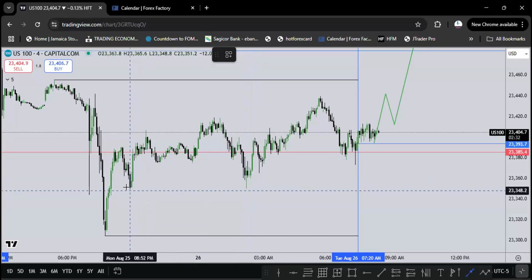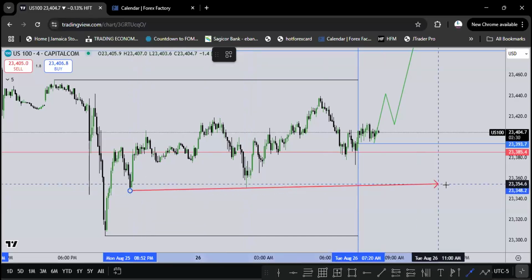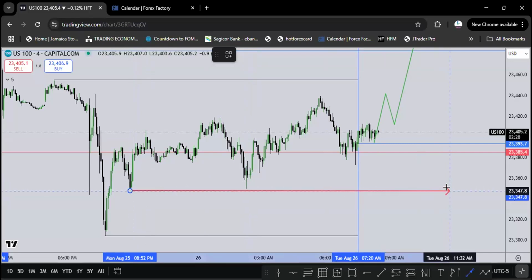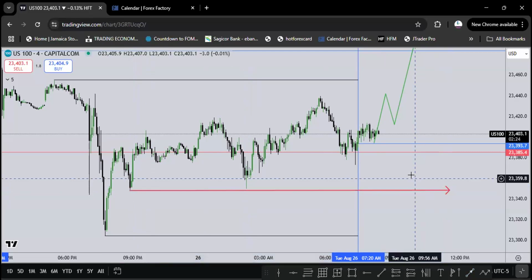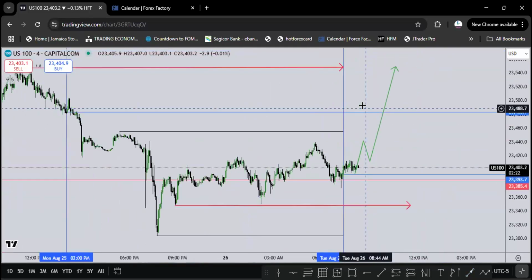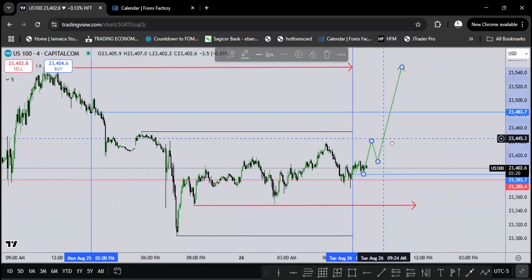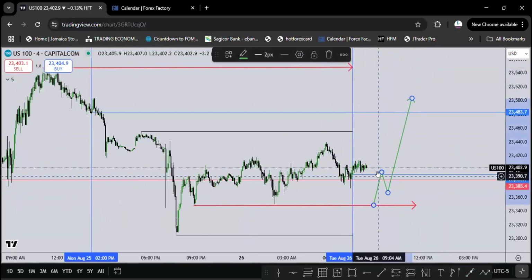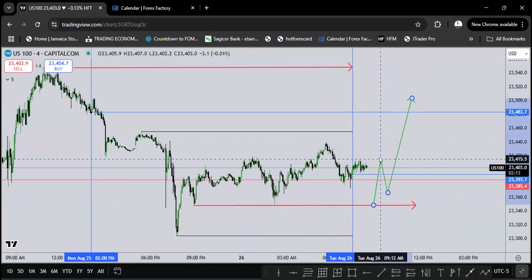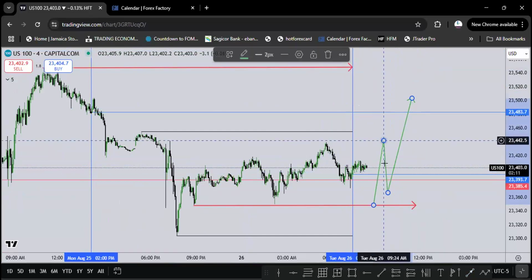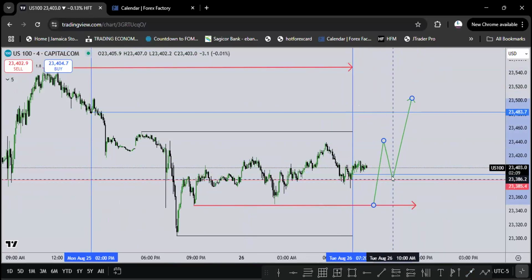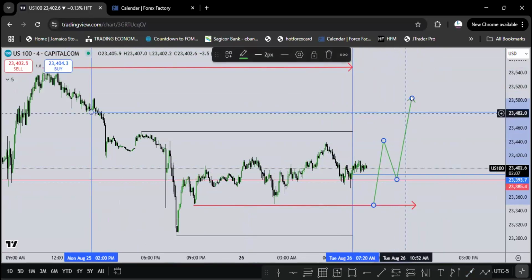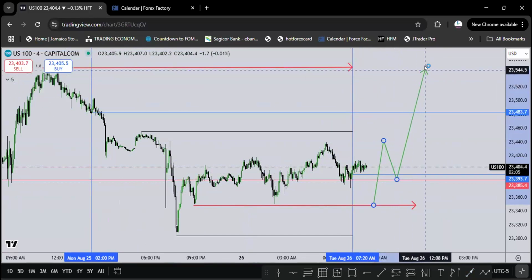I'll use them both. Again, devil's advocate. In a world where the manipulation is really manipulating, we could see this. Find support in here. And let's say that.